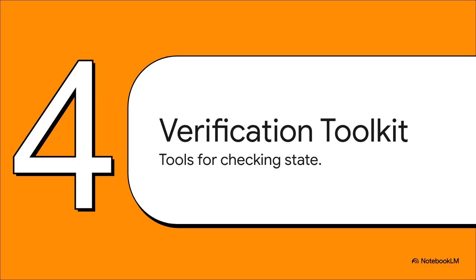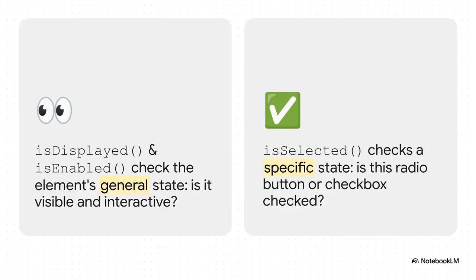Okay, so we can act on elements and we can inspect them, but how do we actually verify if our test is passing? How do we check conditions? Well, that is the job of our final and maybe most important set of tools, the Verification Toolkit. This whole toolkit is about asking simple yes or no questions.